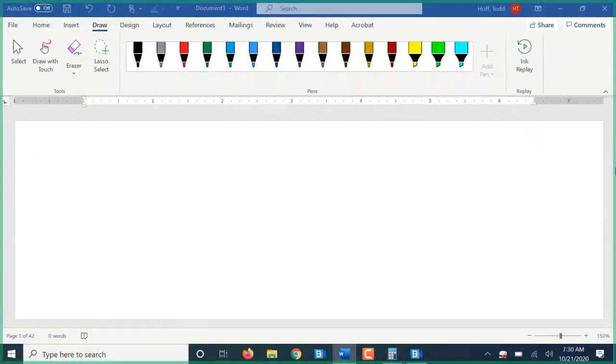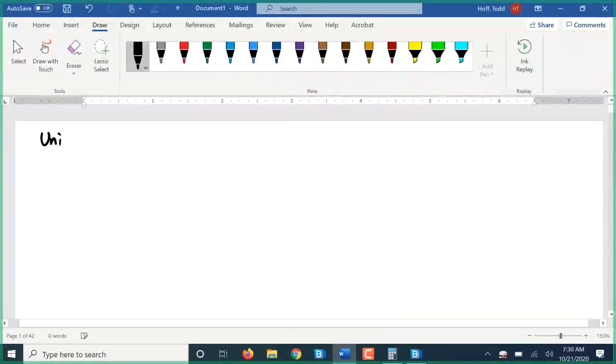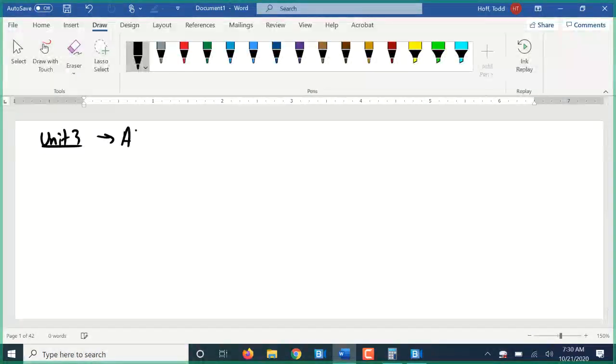Recording has started. So, starting Unit 3. Unit 3 is, this is the word I know that everybody dreads hearing, but it's our algebra unit. We talked last Friday about some of the basic uses of variables, and we translated some phrases into those algebraic sentences and expressions.